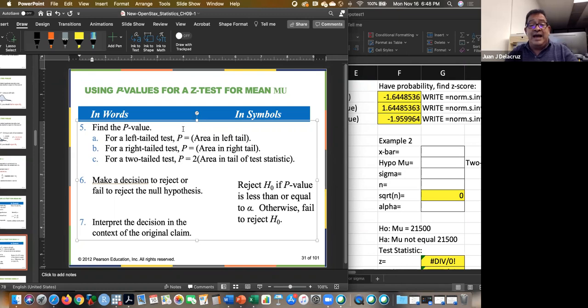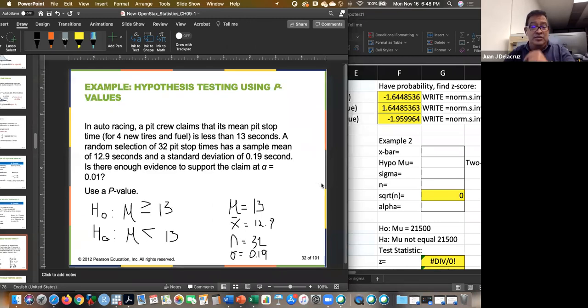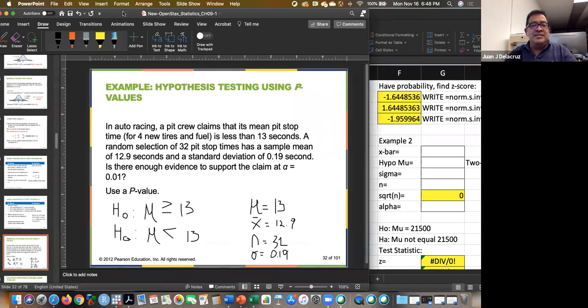And then once we have these p-values, we are going to contrast the p-values with the alphas, and we are going to determine whether we reject or fail to reject H0. And then we are going to make an interpretation of the decision in the context of the original claim. So that sounds like a tongue twister, but in reality it is not going to be that difficult. So this is an example, and I guess after reviewing the example, we are going to see that it is not that difficult. So let me erase this.